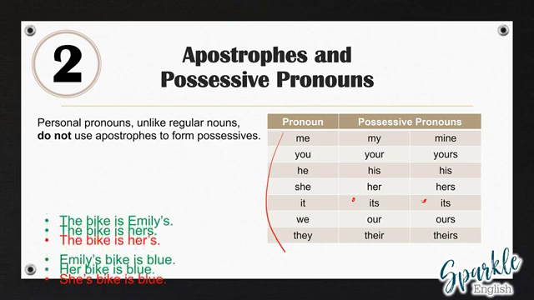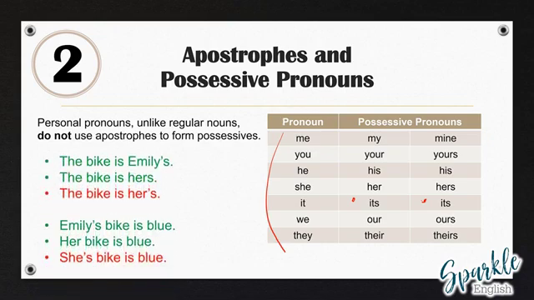Let me give you some examples. We have: the bike is Emily's. That's correct. That's what we learned before. This is a singular noun, and we have the possessive S. The bike is hers. So here, the bike is hers. It belongs to her. But you cannot say the bike is her's, like this. You cannot do that.